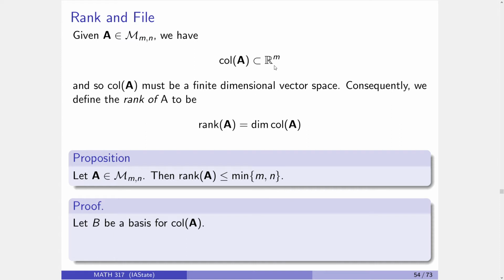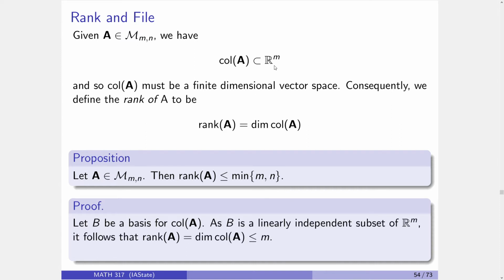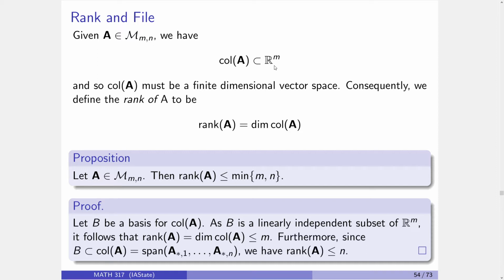Since it is a subspace of Rm, its dimension cannot exceed m. But it's also bounded by n because the column space is the span of the columns, of which there are n of them. By Steinitz exchange, we know that the number of elements in any basis for the column space, a collection of linearly independent things, cannot exceed n. If a set is spanned by n things, you cannot have more than n linearly independent things living in that set. So the rank must be less than or equal to n as well, so it's less than or equal to their minimum.